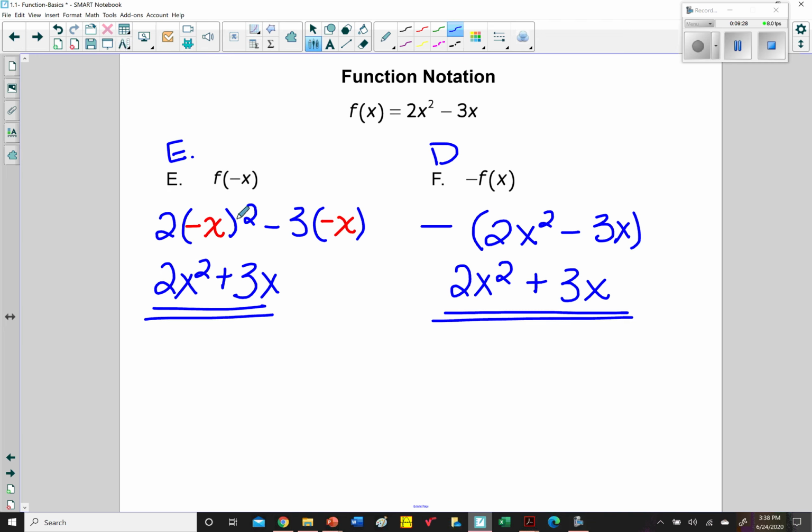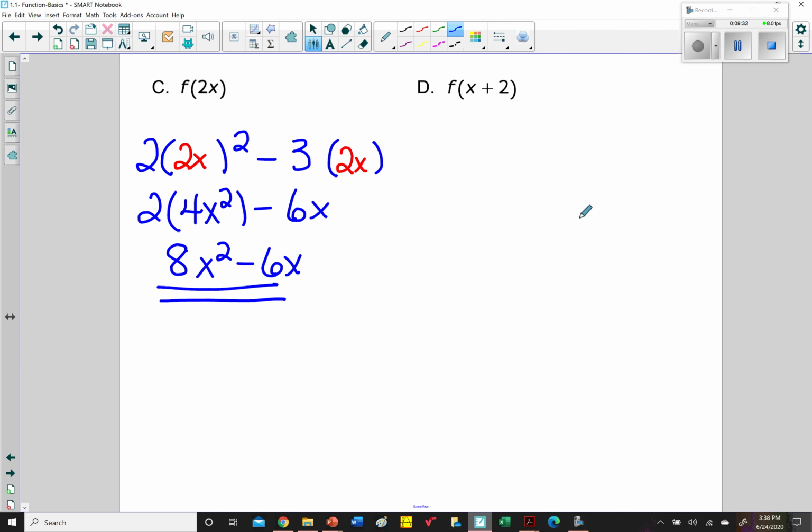And then your letter F, I believe, is this one back here: f of x plus 2. This is your letter F on our notes. So we want to do 2x squared minus 3x, and in place of x, we have this expression, x plus 2.